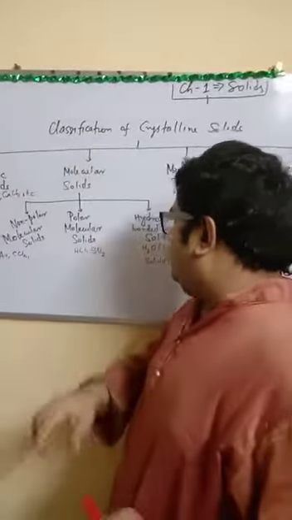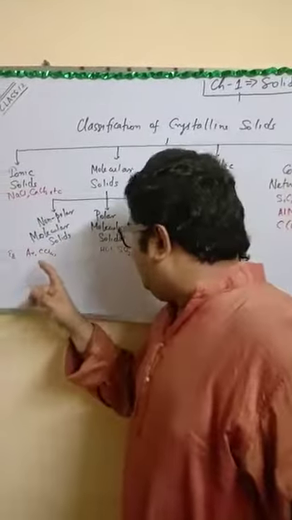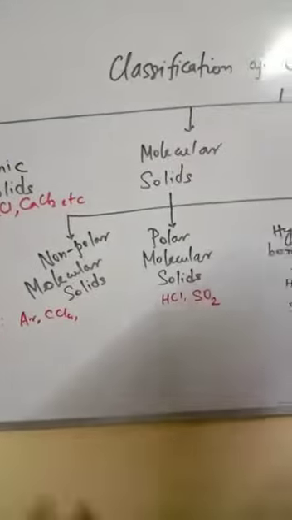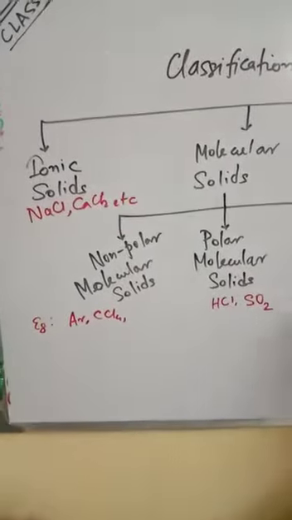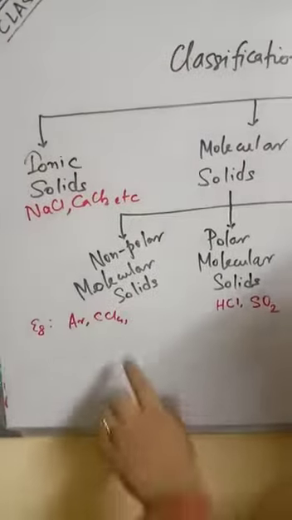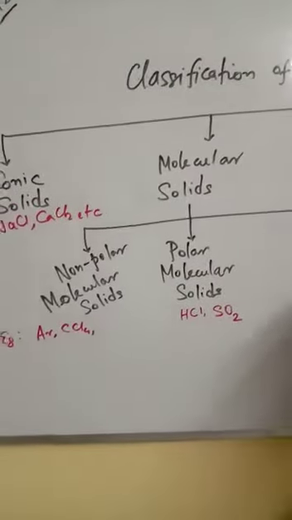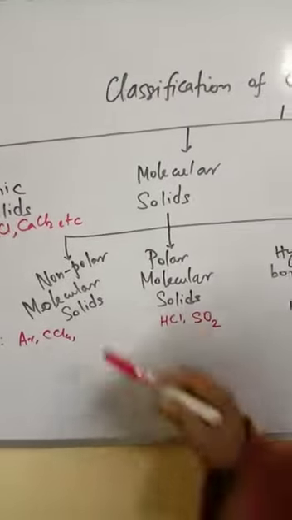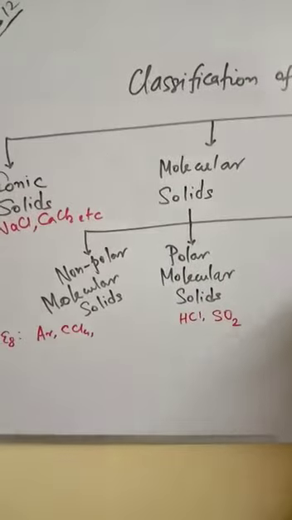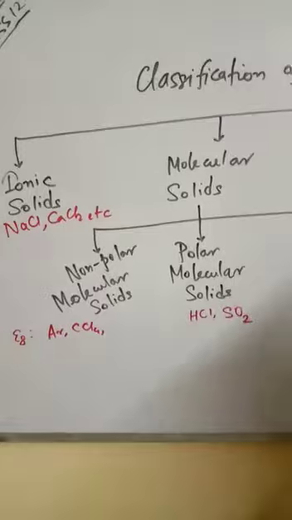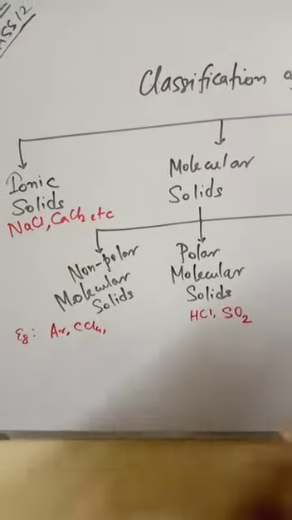Now coming to the molecular solid, first comes the non-polar molecular solid. Those solids will always contain the constituent particles as non-polar molecules. See, noble gas, argon. You can also take the example of helium, it doesn't matter. You can take the example of CCl4, you can also take CF4, something like that. So these are all non-polar constituent particles that the solid state obviously gives.